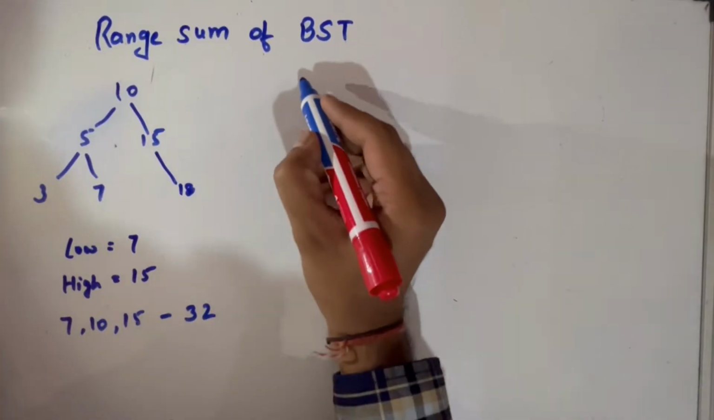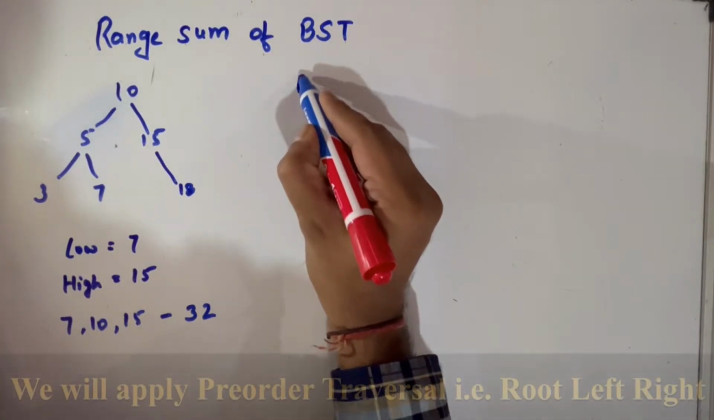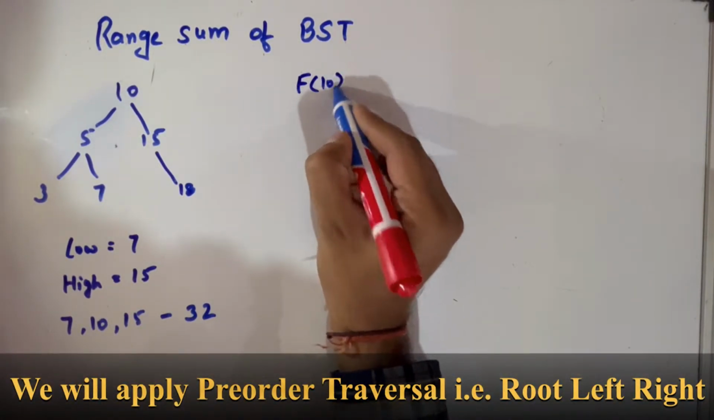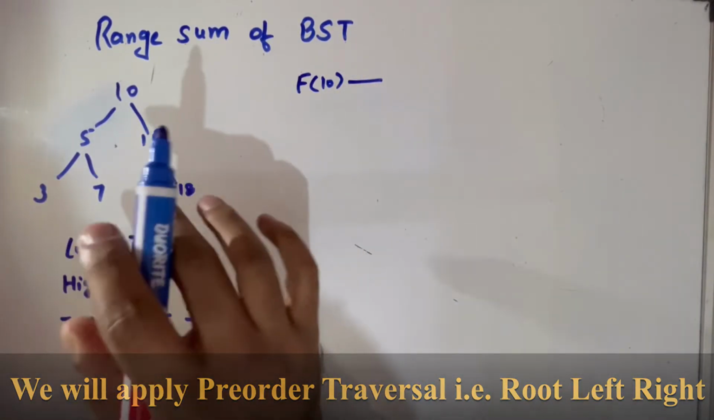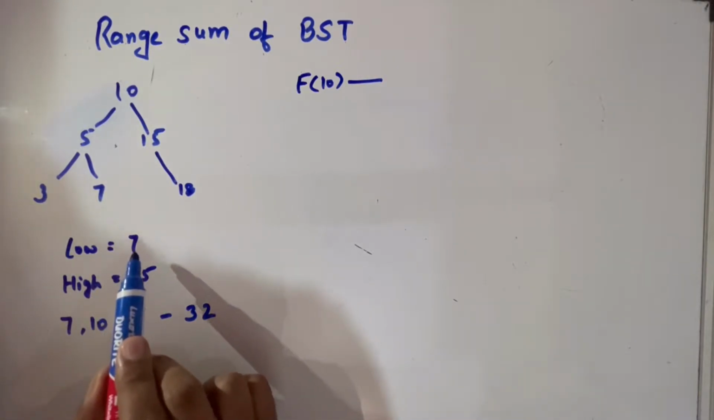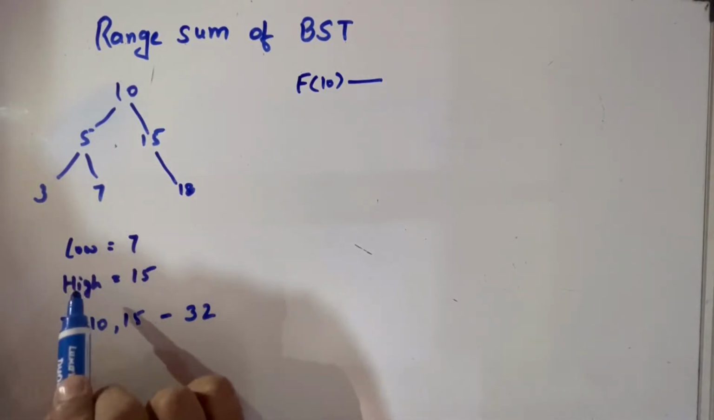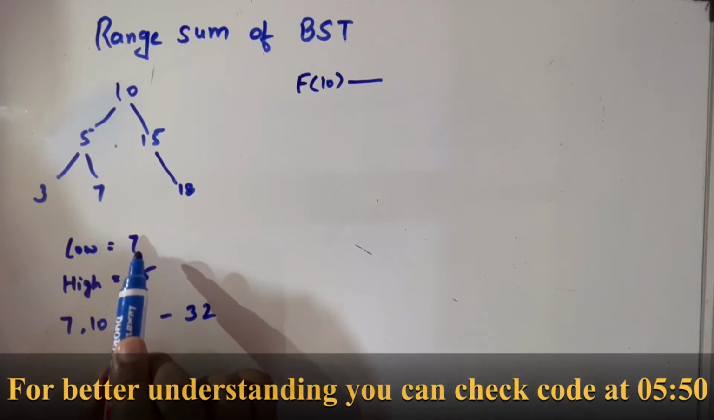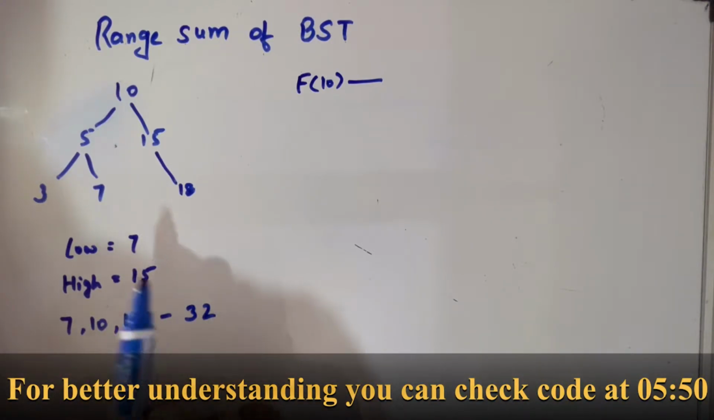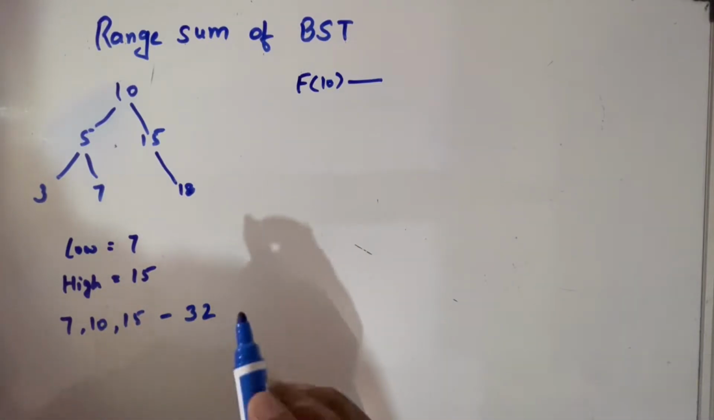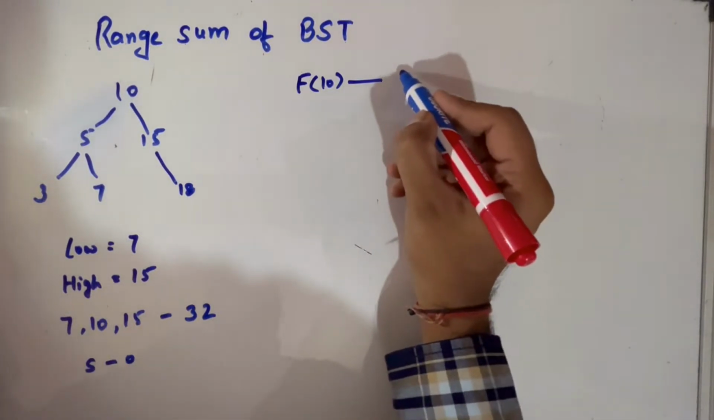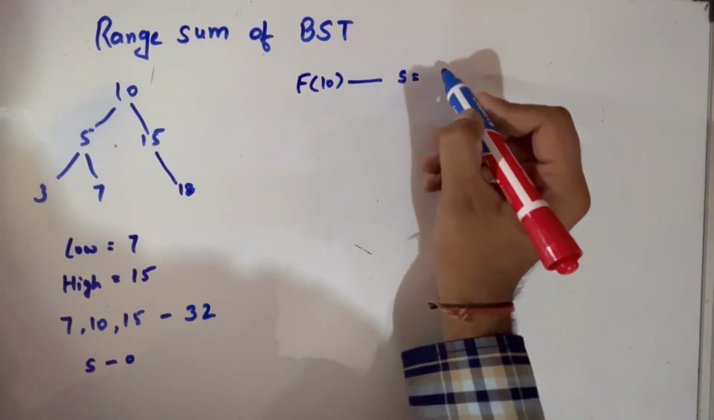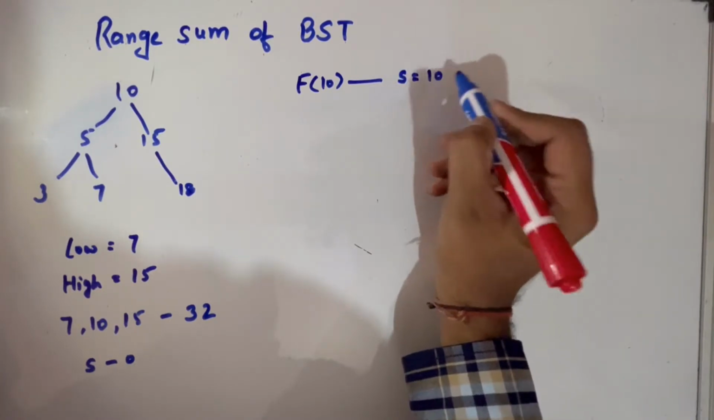So friends, as we know, first the function call will be made for 10. Cool. So as it will be made for 10, what will happen? First it will check for 10, basically, if it is lying in the range of low and high or not. If it is greater than or equal to 7 and less than or equal to 15 or not. So 10 is greater than 7 and less than 15. So let's take a sum pointer as 0, and we will update the sum as sum plus 10. So sum will become 10 over here.